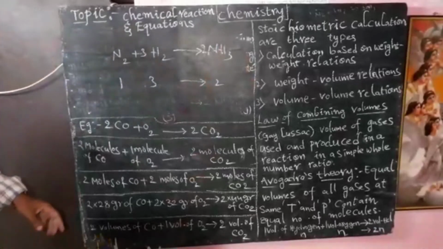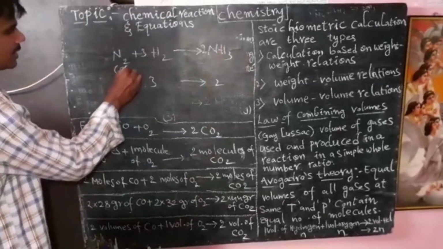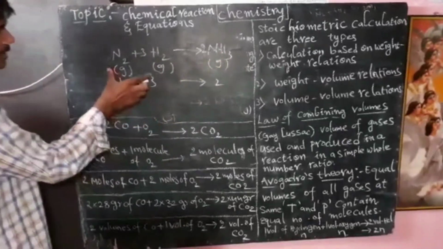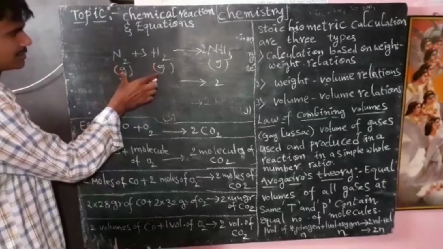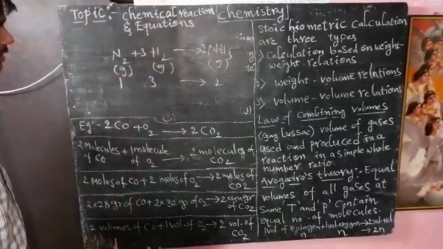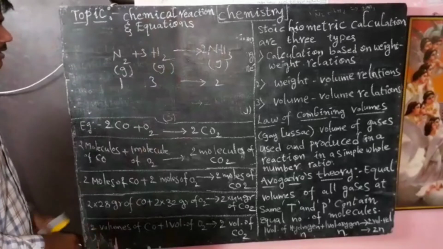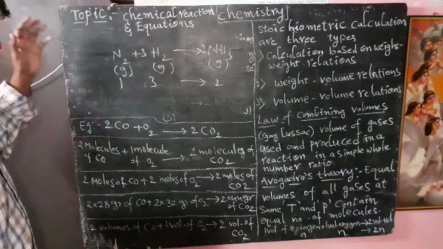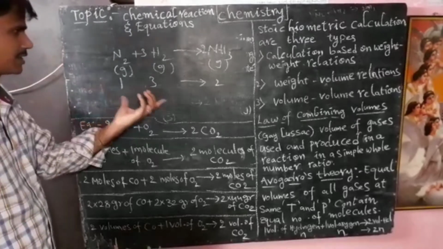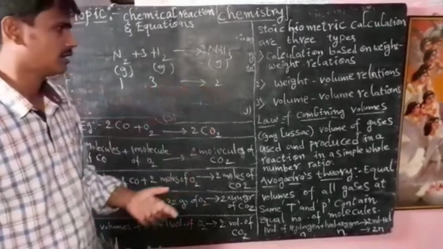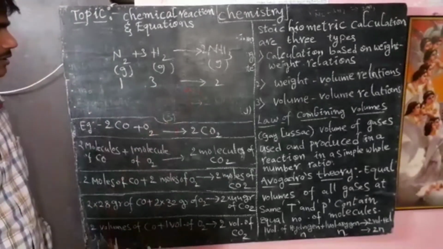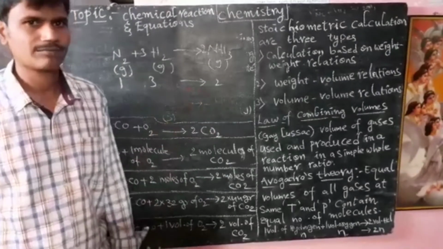These are all gaseous substances. Nitrogen is a gas, hydrogen is a gas, ammonia is a gas. Here the reactants are gaseous substances and the product is also a gaseous substance. From that, what we can understand is that on the reactant side the number of moles are in a simple whole number ratio, and on the product side also their number of moles are in a simple whole number ratio. So that is the law of combining volumes.